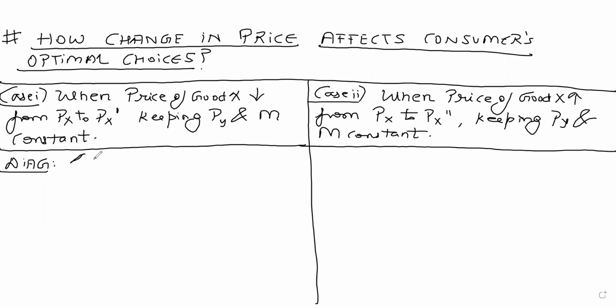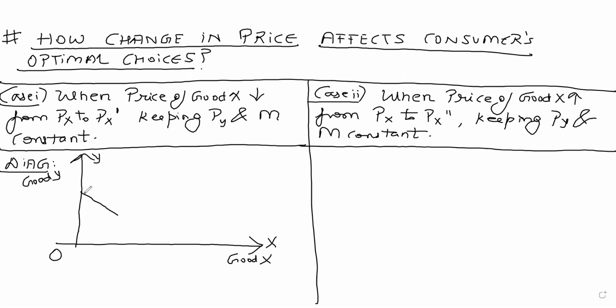So if we quickly draw a diagram for the first case, again guys, first always draw the budget lines. So good X on the vertical axis, good Y. Okay, what is my initial budget line? Downward sloping, horizontal intercept m by Px, vertical intercept m by Py, and what is the slope of this budget line? Minus of Px by Py.